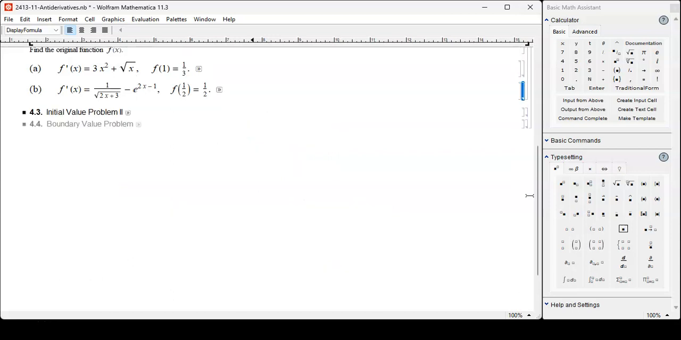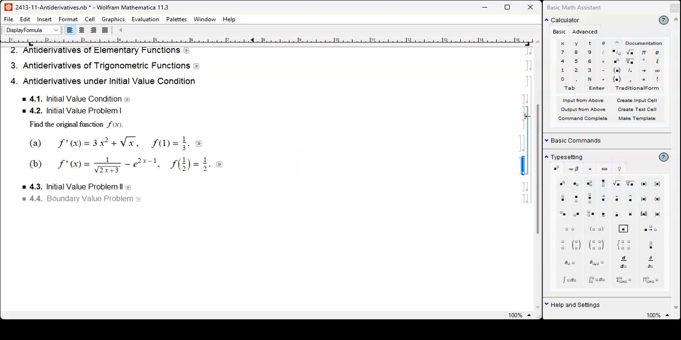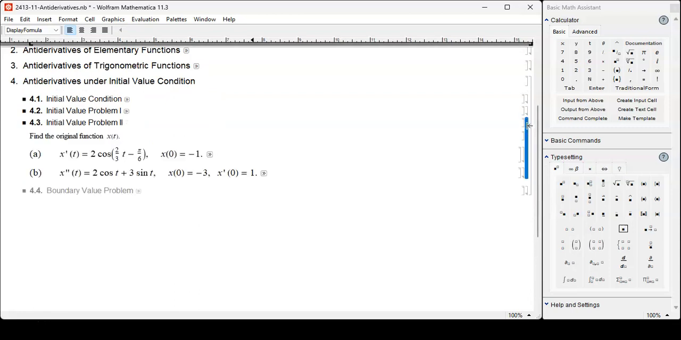Alright. There are some more initial value problems. This time, okay. This one's pretty much okay. Take the antiderivative. This is a trigonometric function. And then x of 0 is negative 1. From there, you can determine c.